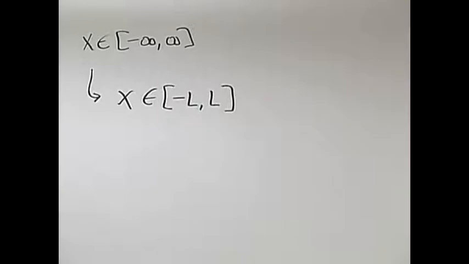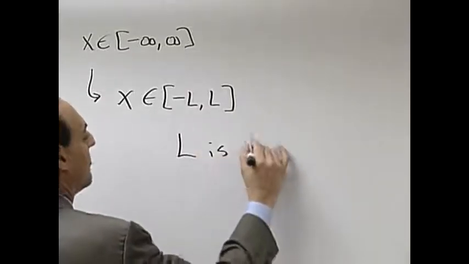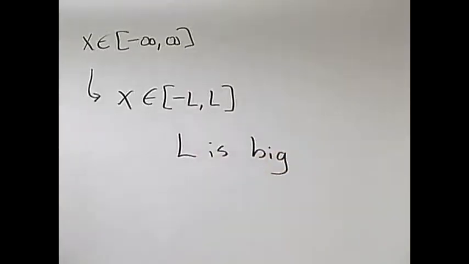Finite size domain. I'll make it negative L to L. Where I say, well, maybe L is big. We'll talk more about that later. What does big mean? Like a million? Sometimes a million isn't that big. Sometimes 1 is big. So we have to actually know something about the problem first.